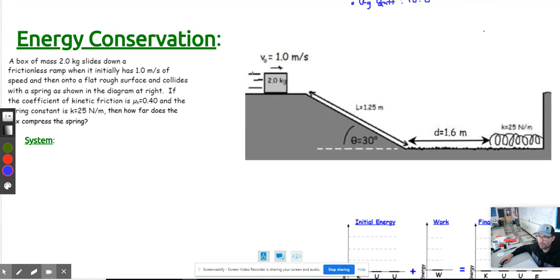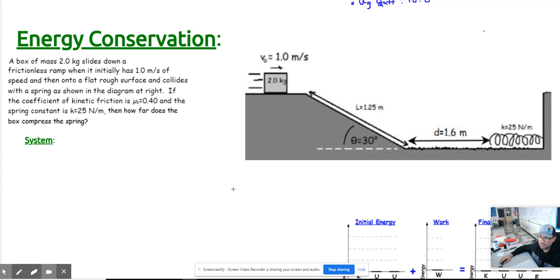We'd like to go over an energy conservation problem here. This one's a little bit sophisticated. We have a box that's going to be sliding down a ramp, and then it hits a rough patch, and there's some friction that happens, and then it squishes the spring to a stop. Okay, so let's give it a read and try it out.